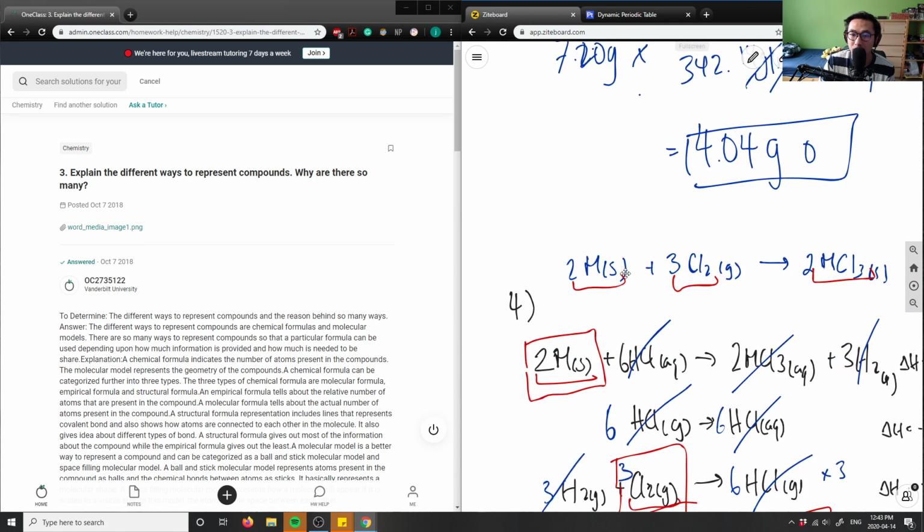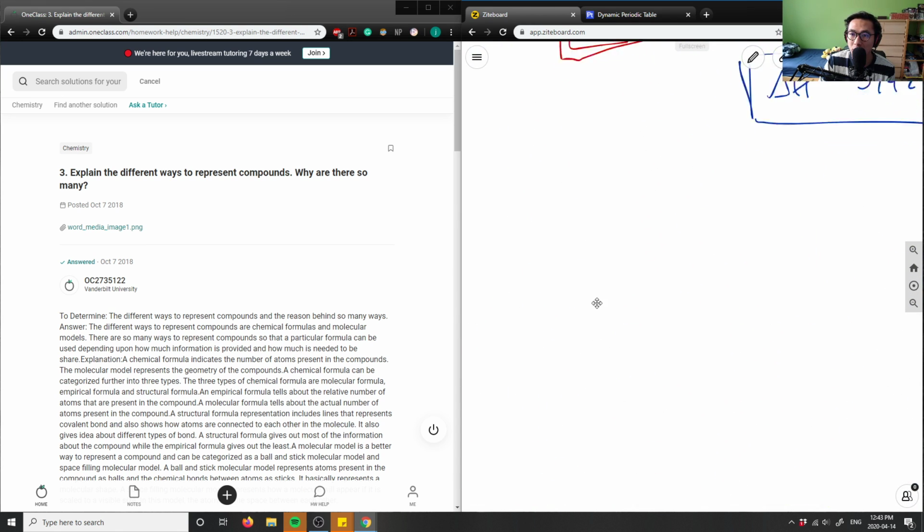Sweet. Okay, so that was all number 4. So I'm going to number 5. About 15 minutes left, so hopefully I can answer as many problems as possible. This is question 5: explain the different ways to represent compounds. Why are there so many, right? So this is the concept of structural formulas.